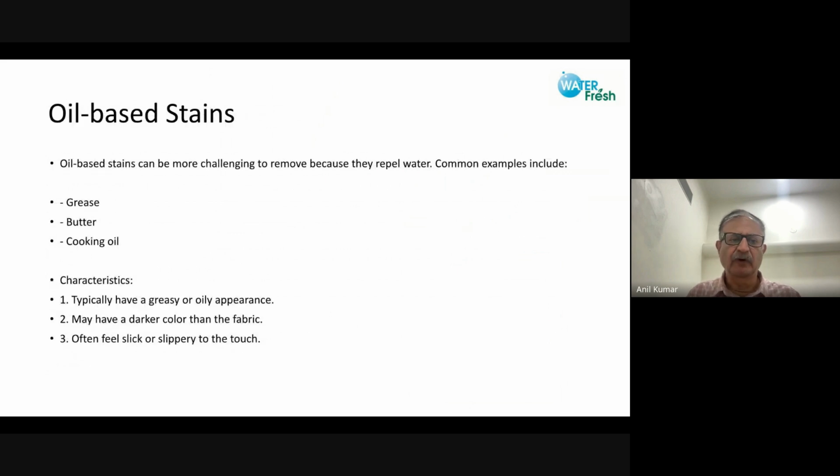Second type of stain is oil-based stain. Oil-based stains can be more challenging to remove because they repel water. Some common examples include grease, butter, cooking oil. They typically have a greasy or oily appearance, may have a darker color than the fabric, and they often feel slick or slippery to touch.